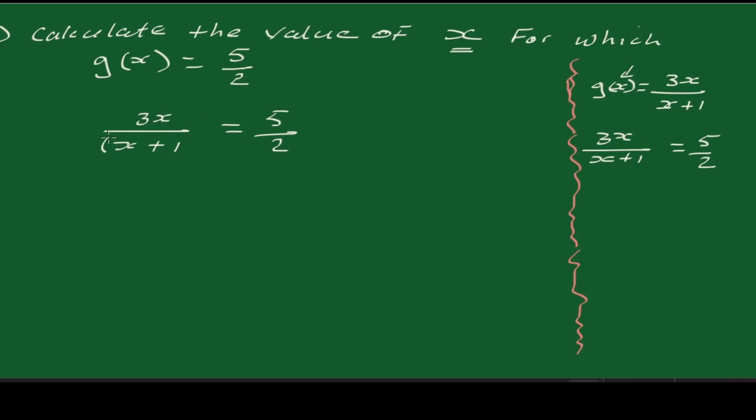We need to know what x value went in the function to give us 5/2. So basically, we need to solve the equation for x. To solve this equation for x, again, once you have the division line here, make sure you put this part of the question, x plus 1, in bracket, and you treat it as a single unit or as a single number. So it will be 3x over x plus 1. As we multiply out x plus 1 on both sides.